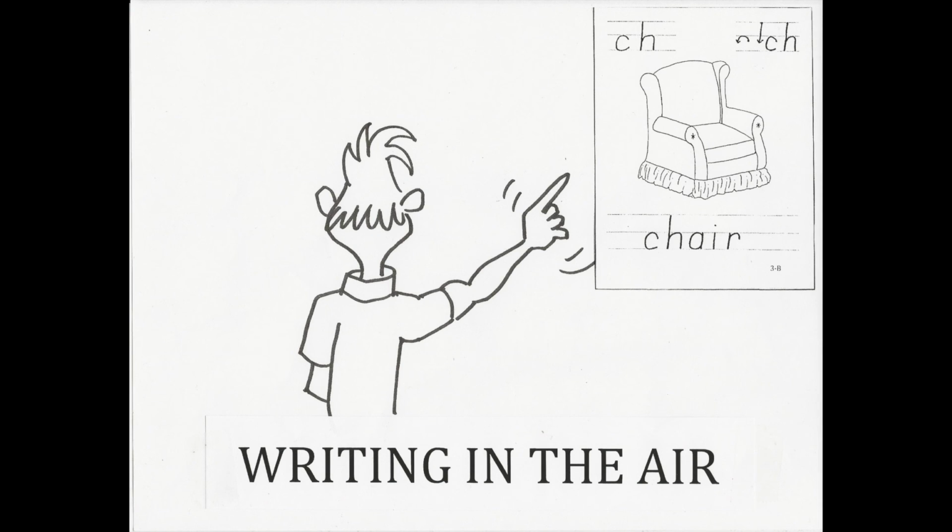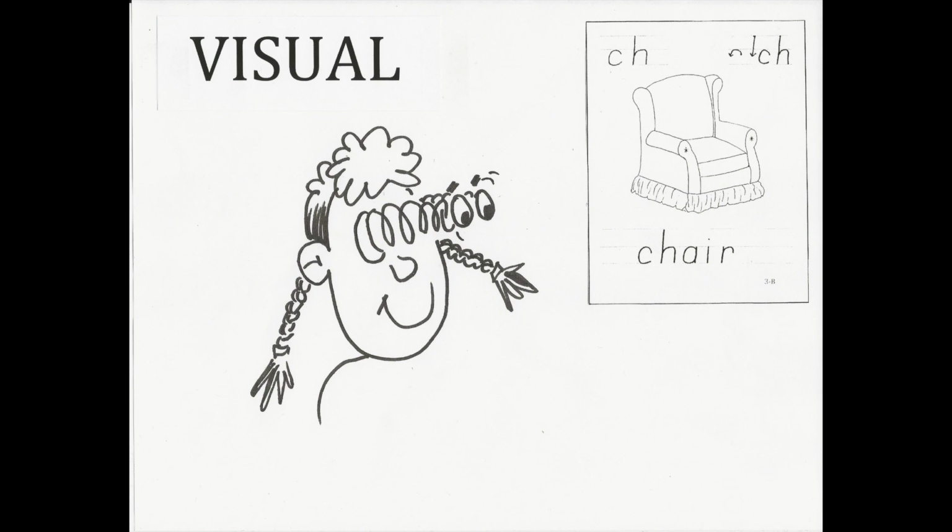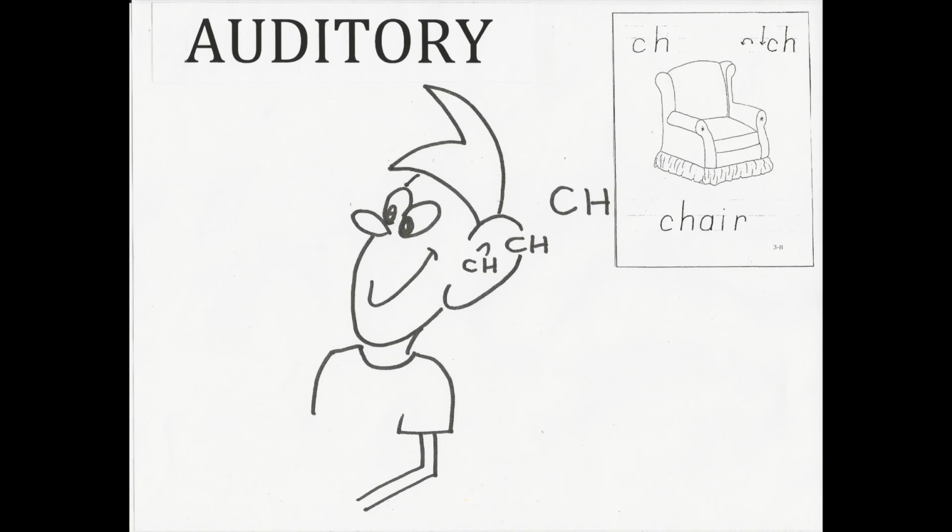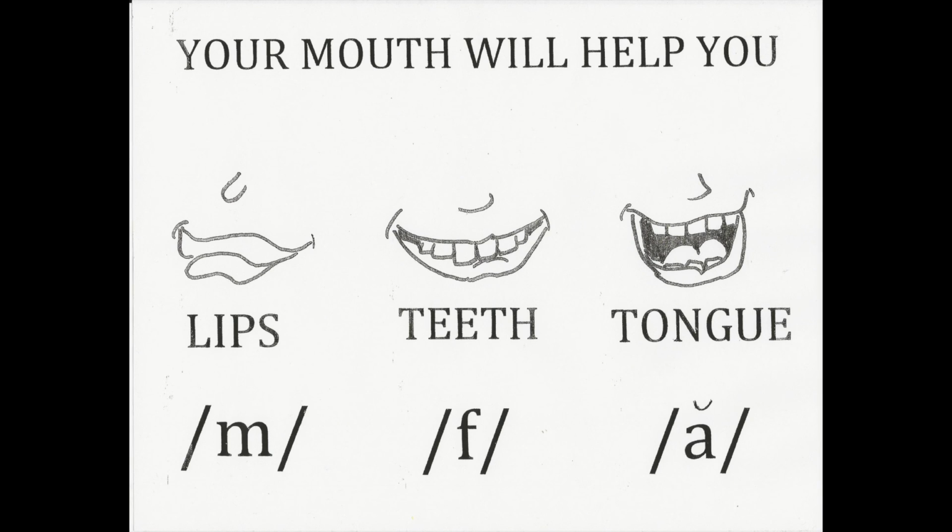Remember that we use as many modalities as possible to get concepts locked in our brain. We wrote letters in the air. We looked at the letters. We listened for sounds. When we gave a letter its sound, we became cognizant of what our lips, our teeth, and our tongue were doing.